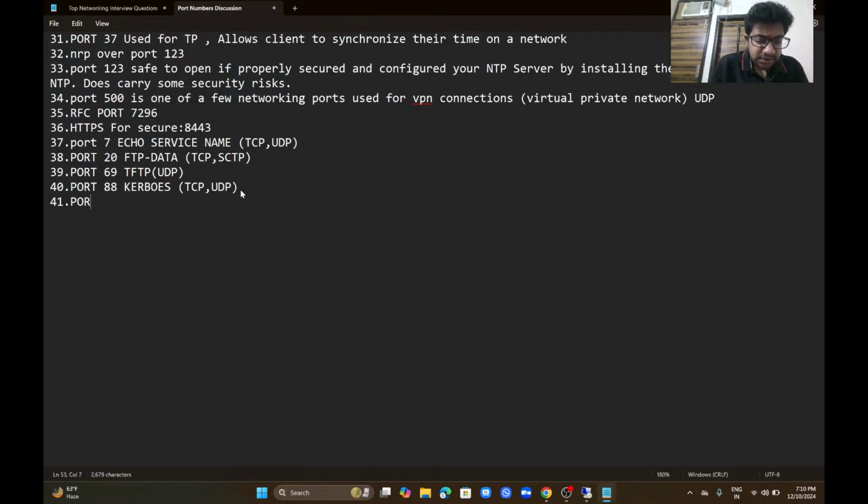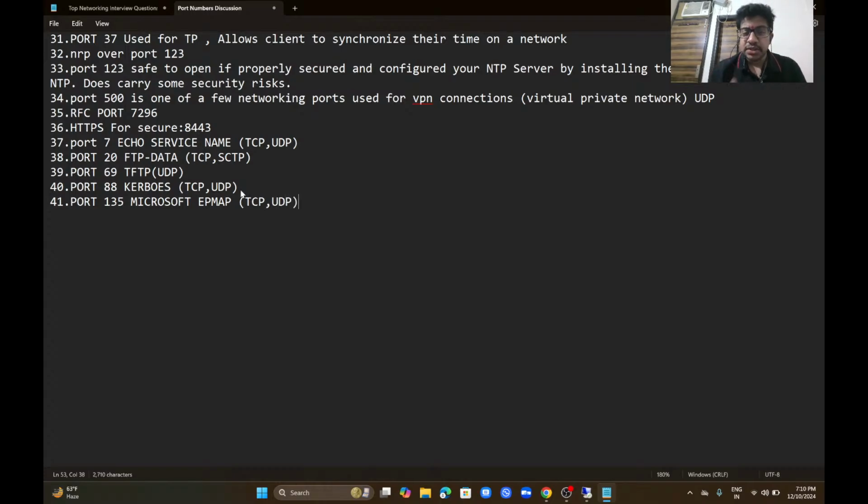And port 135, and the service name is Microsoft EP Map, and the protocol is TCP comma UDP.